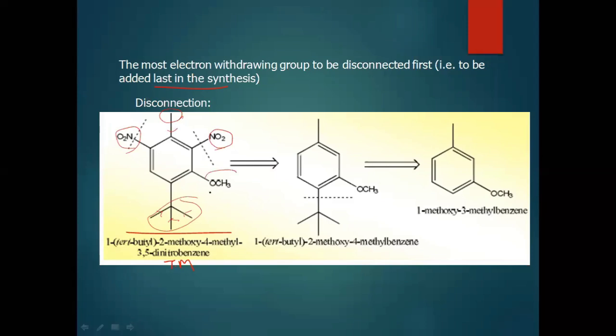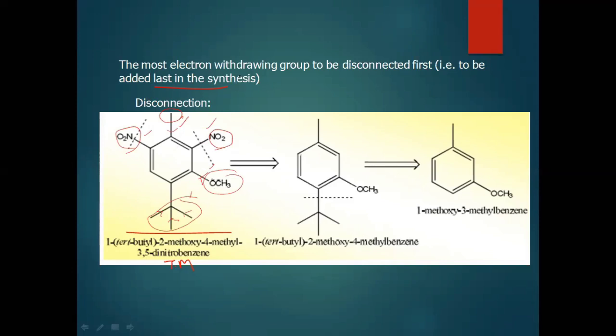And what about this methoxy? Methoxy is donating. So this is also a donating group. If you look into this target molecule, how many donating sites are present? 1, 2, and this is 3. 3 donating and 2 electron withdrawing groups. So nitro will act as electron withdrawing and the rest 3 groups will act as electron donating sites.